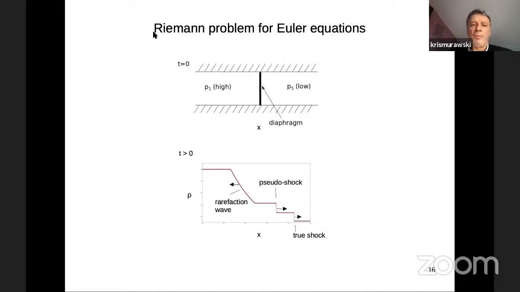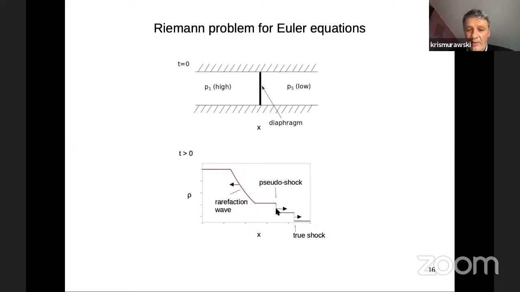Let me now introduce the Riemann problem for the Euler equations. We have a tube, and on one side we have a diaphragm, an obstacle, and here we have a higher gas pressure. Here is a lower gas pressure. That's at T equals naught, but at T higher than naught, if we remove this diaphragm, we will see a rarefaction wave propagating to the left, seen in mass density, and a shock. The shock will propagate from the region of higher gas pressure to the region of lower gas pressure.